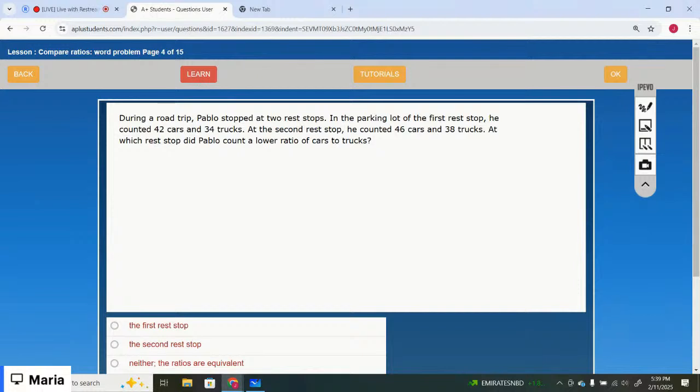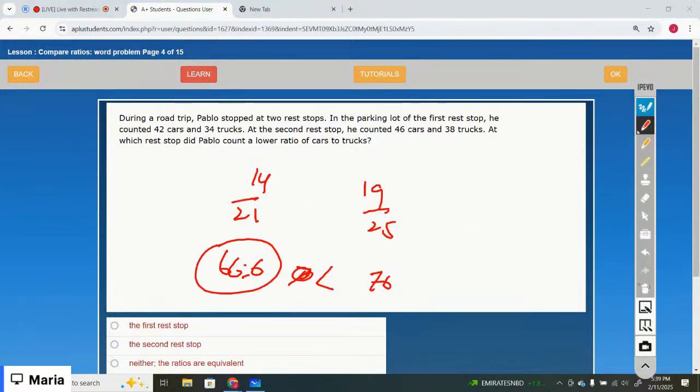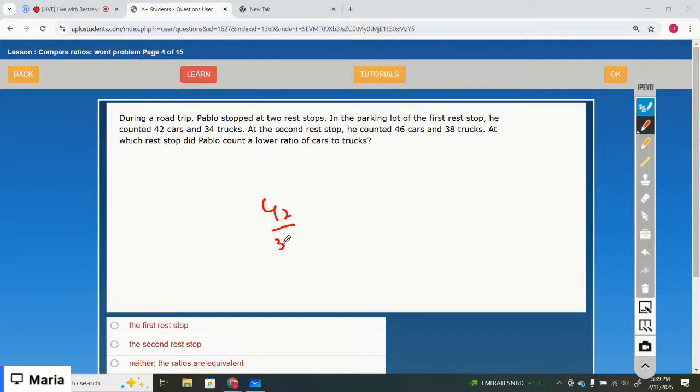During a road trip, Pablo stopped at two rest stops. In the parking lot of the first rest stop, he counted 42 cars and 34 trucks. In the second rest stop, he counted 46 cars and 38 trucks. At which stop did Pablo count a lower ratio of cars to trucks? So that is 42 to 34 and 46 to 38.